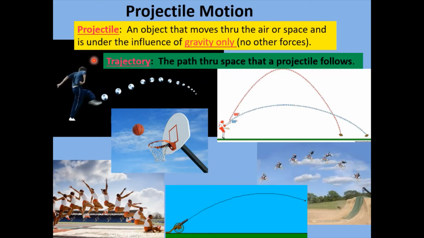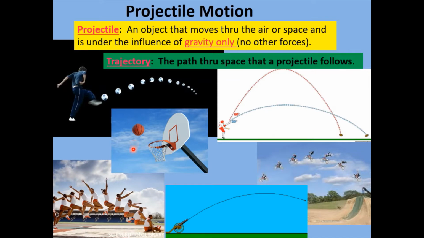So there are many examples of projectiles. For example, here we've got the guy kicking a soccer ball. So the soccer ball, after he kicks it, is a projectile as it moves through the air. A football player punting the football. The ball goes up into the air and comes back down onto the field. The ball is a projectile while it's moving through the air.